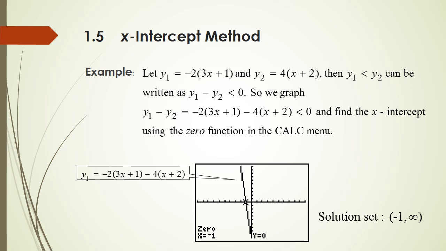So what we're going to do is find 0 using the zero function on our calc menu, which we did here on the graph. You can see that the 0 is when x equals negative 1. Now, values to the left of that give us a graph above the x-axis. Values of x to the right of that give us y values below the x-axis. And that's what we're looking for. We're looking for less than 0. So our solution set is going to start at negative 1 and go to infinity.